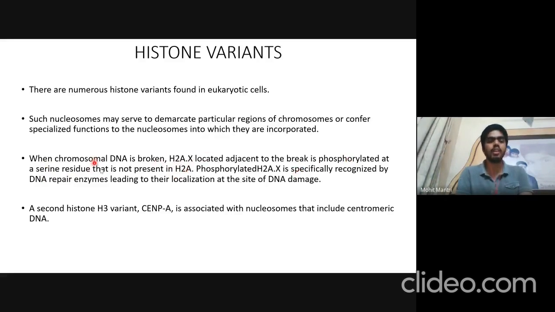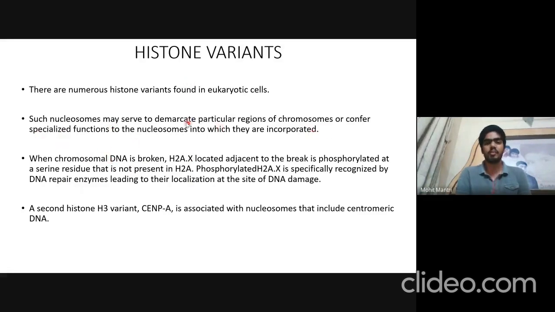histone variant will be phosphorylated, and this marks a recognition site which is recognized by the DNA repair enzymes, which are localized at the site and can then repair the DNA at the site of chromosomal breakage. So this type of histone variant helps in identification and recruitment of these DNA repair enzymes at the chromosomal breakage site. This is an example of a specialized function performed by this histone variant.